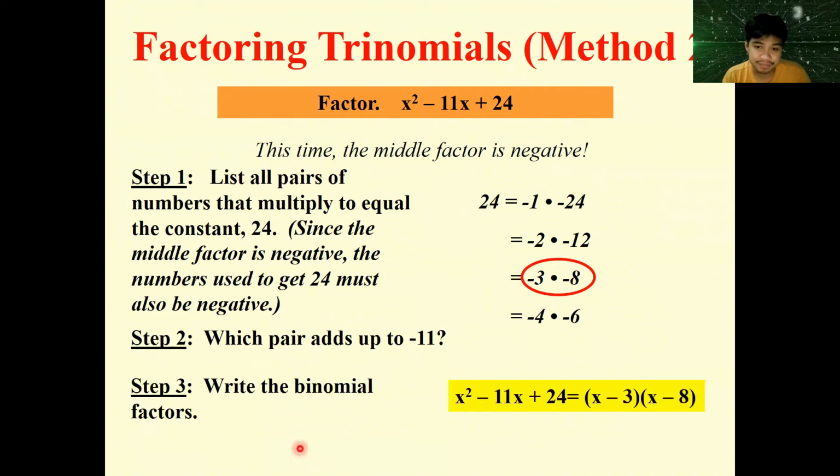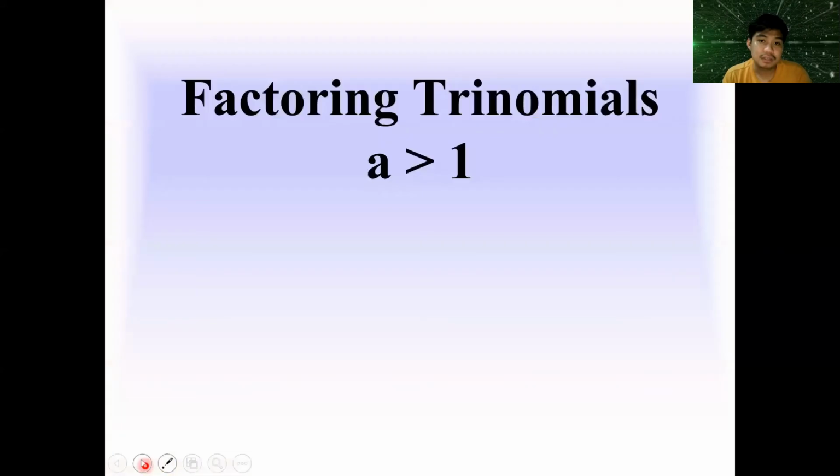So we have x minus 3 since it's negative 3, and then x minus 8 because it's negative 8. So the factored form of x squared minus 11x plus 24 is x minus 3 and x minus 8. Okay, next.